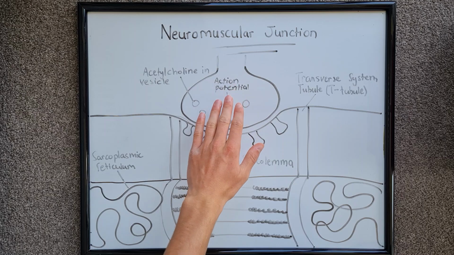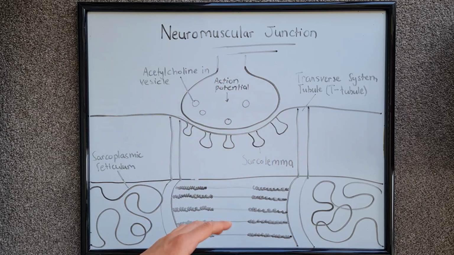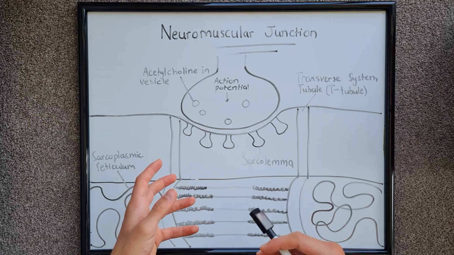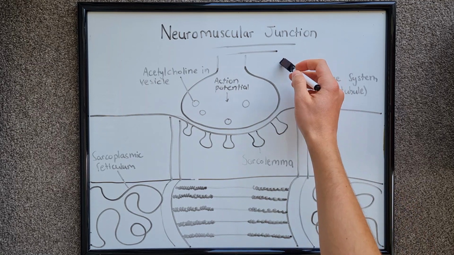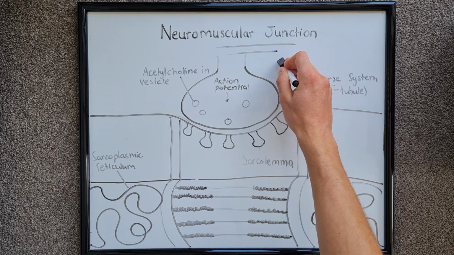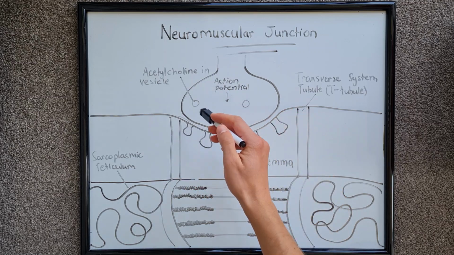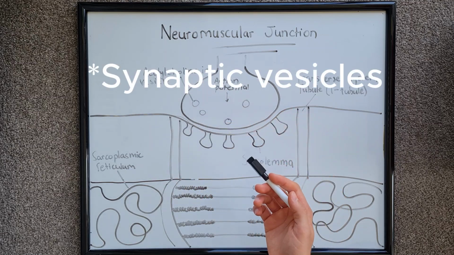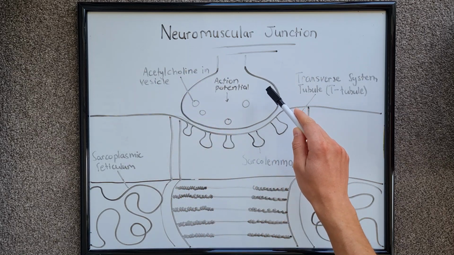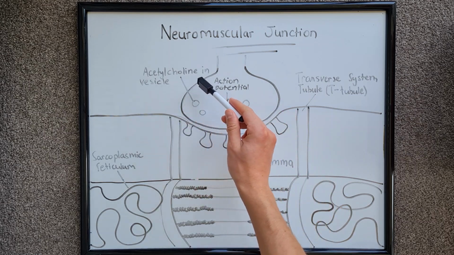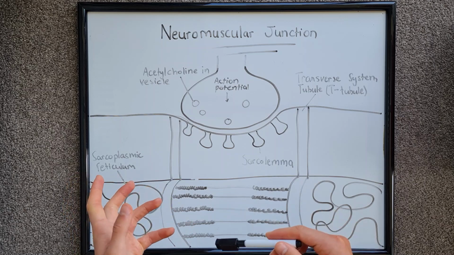Now, the action potential will cause depolarization of this presynaptic membrane, which will result in the opening of voltage-gated calcium channels. This will enable the calcium ions to enter the synaptic knob, and these will cause the vesicles that contain the neurotransmitter called acetylcholine to fuse with the presynaptic membrane and release the acetylcholine into the synaptic cleft via exocytosis.